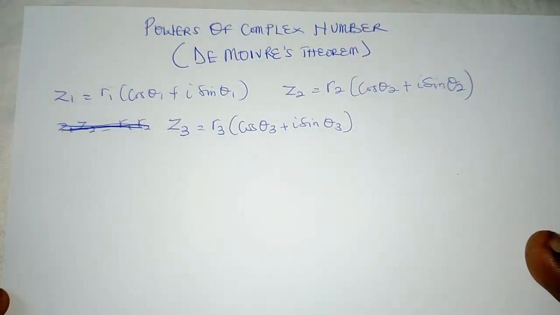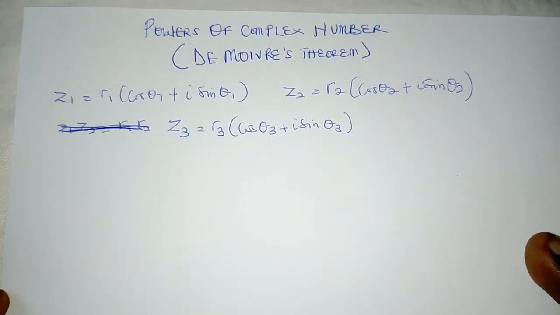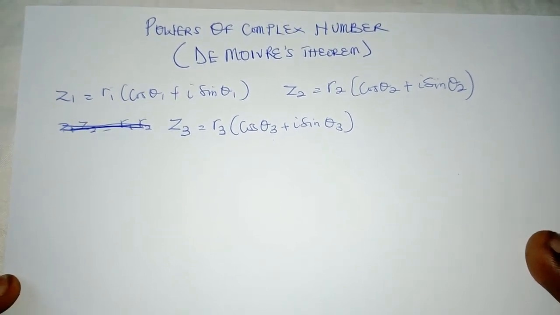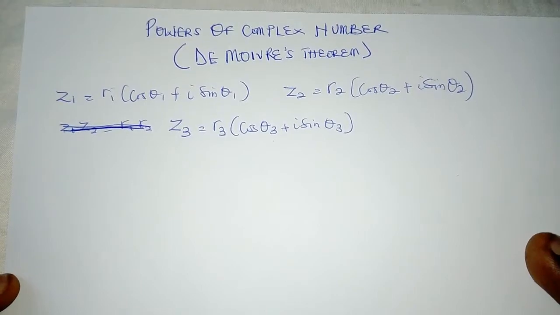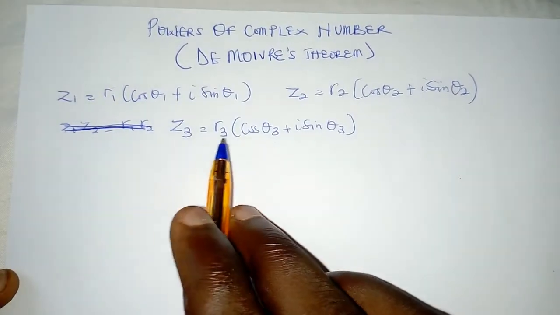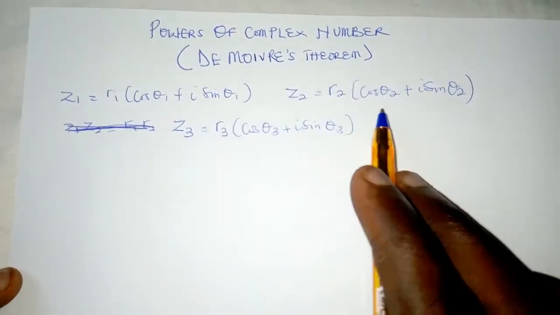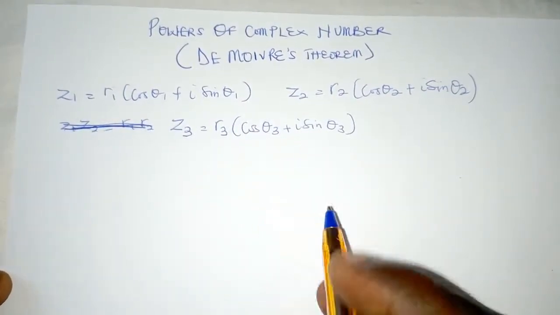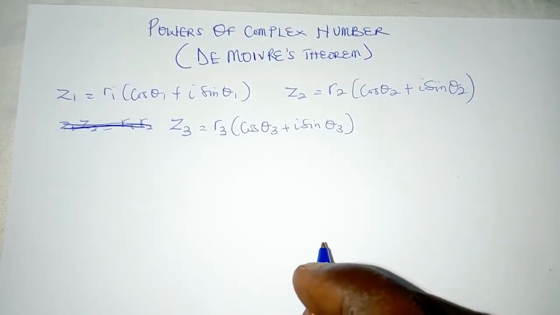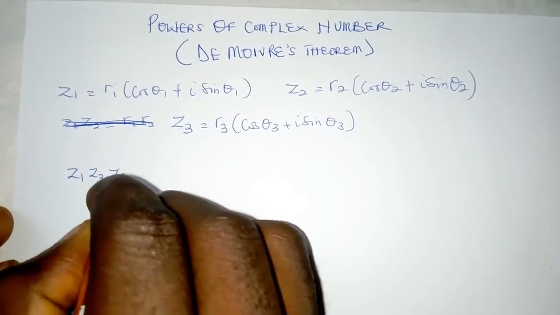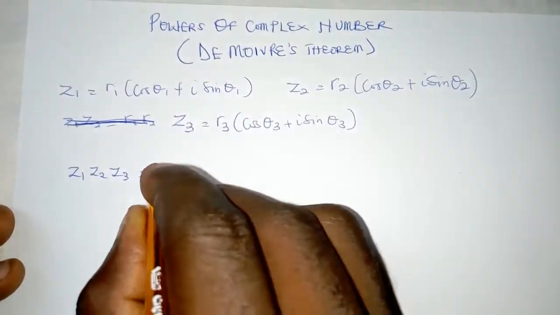Welcome to Legend Lines, and today we're going to have a look at powers of a polar complex number. So now we have these complex numbers, z1 being equal to that, z2 being that, and then z3 being this.